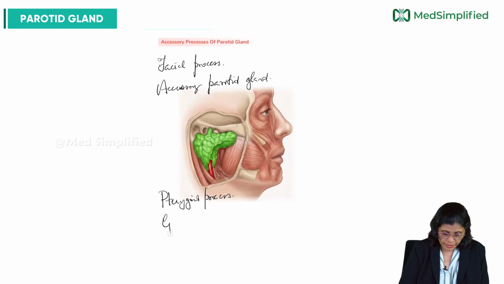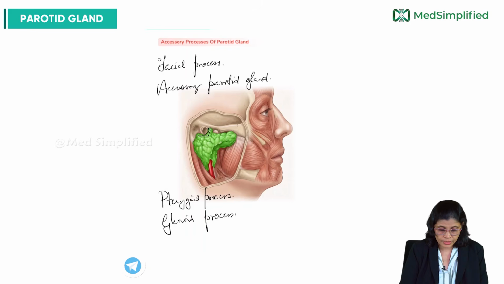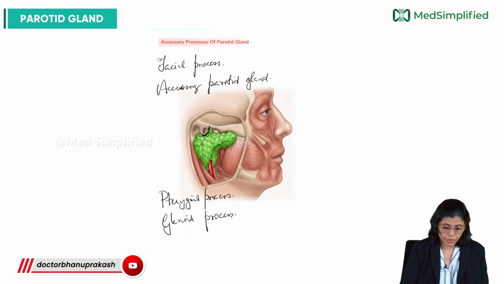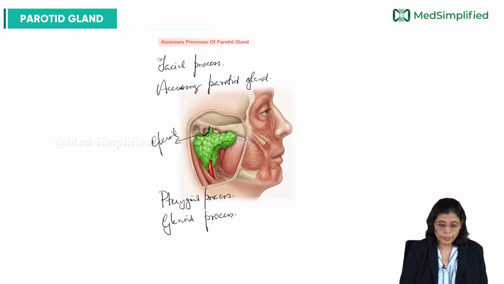And then we have the glenoid process. So the glenoid process we will see in this region. Okay, so here this process passes upwards, between the external meatus and the capsule of the temporomandibular joint. So this will be the glenoid process, passing between the external acoustic meatus and the capsule of the temporomandibular joint.